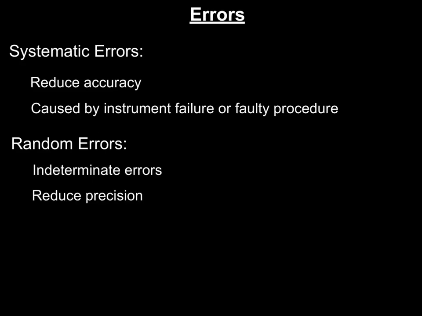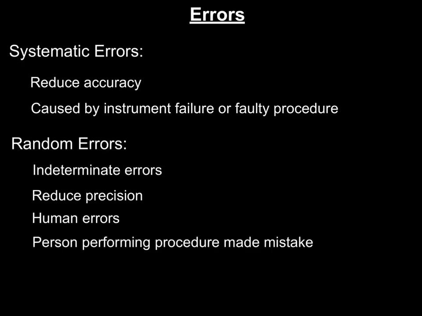When taking measurements, you also need to keep in mind the types of errors that may occur that will skew your results. There are two major types of errors that can alter your results. First are systematic errors. These reduce your measurements' accuracy and are usually due to your instrument's failure or incorrect procedure. Second are random errors, or indeterminate errors. These reduce your measurements' precision and can also be called human error, where the instrument and procedure were correct, but the person performing them made a mistake.